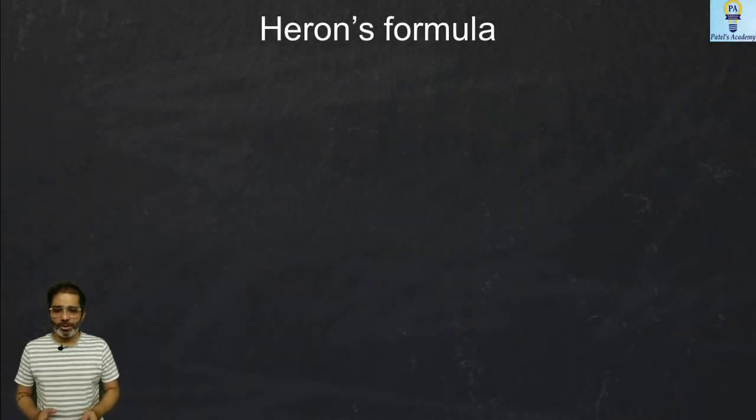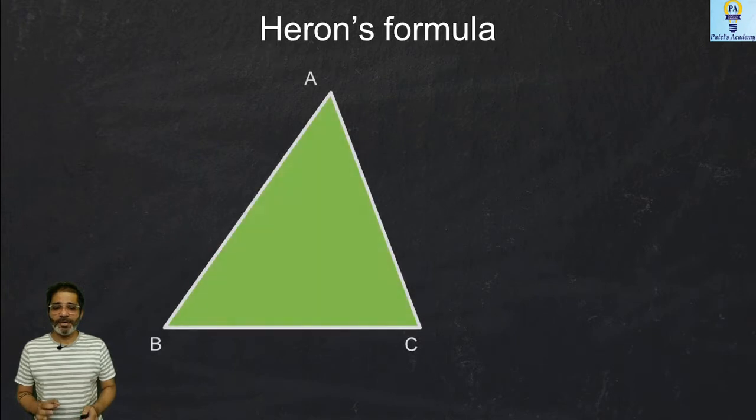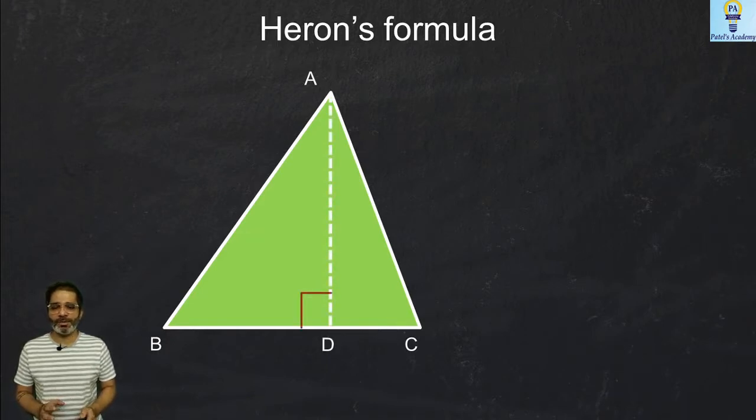Hello students, in today's video we are going to see how we find the area of a triangle by using Heron's formula. But before that, let us understand the basic concept of area. Here I have triangle ABC where BC is the base and AD is the height. From vertex A, I have drawn a perpendicular to the base.